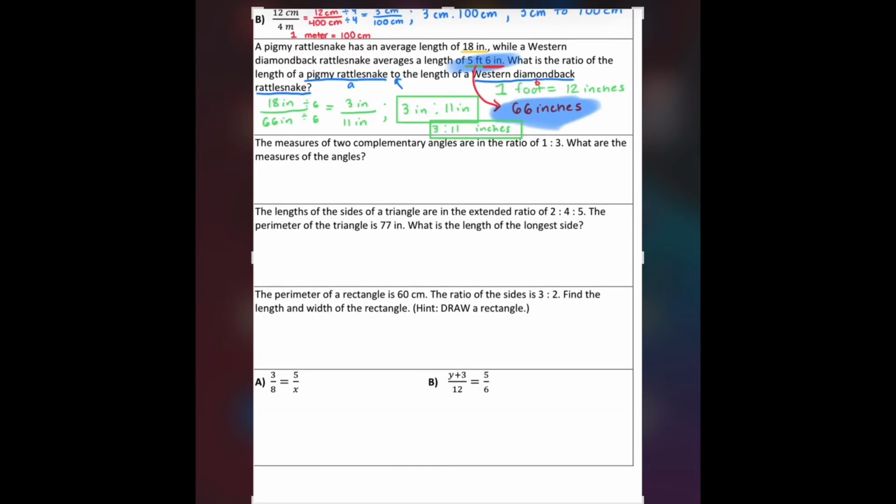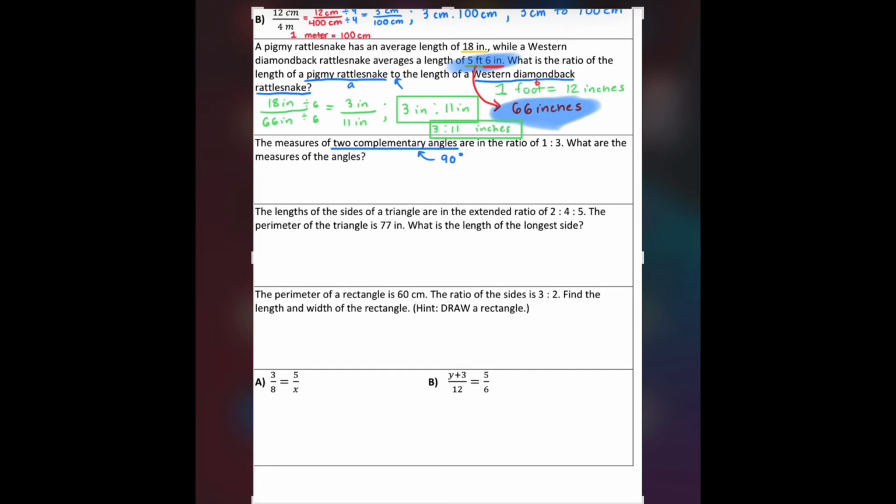The measures of two complementary angles are in the ratio 1:3. What are the measures of those angles? So let's go back to our geometry knowledge and think of what complementary angles are. Complementary angles are angles that add up to 90 degrees. Now if we think of the ratio 1:3, that means for every one piece of the first part of the angle, there are 3 corresponding pieces to the second angle.